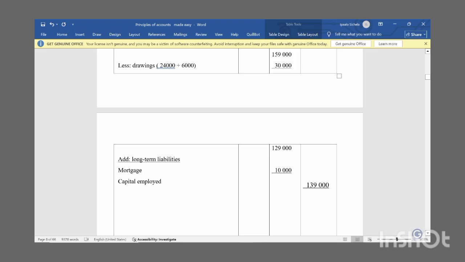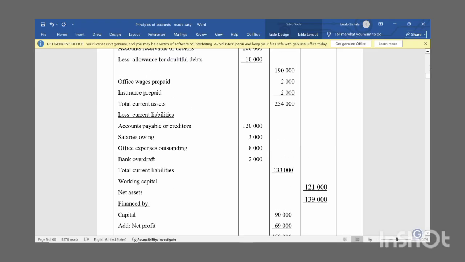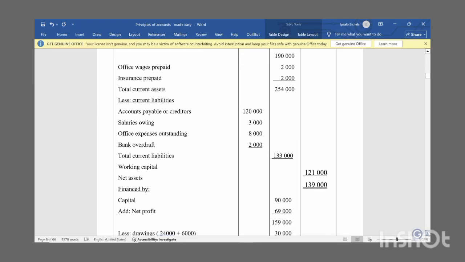So the capital employed, which is 139,000, is the same as the net assets. If you notice the capital employed and net assets are the same, then you know it has balanced and you've gotten the full 34 marks. And I believe it's possible to get the full 34 marks. So net assets and capital employed are the same, so it has balanced and you get the full 34 marks.